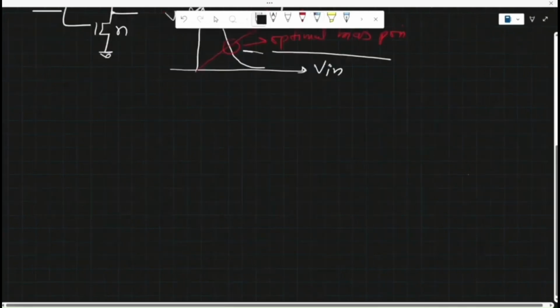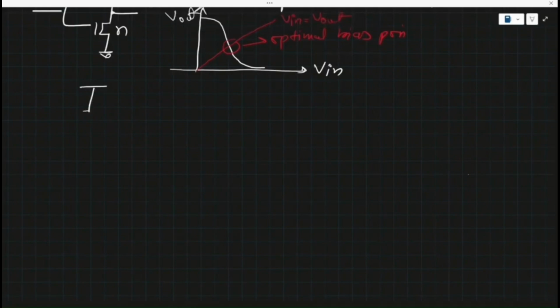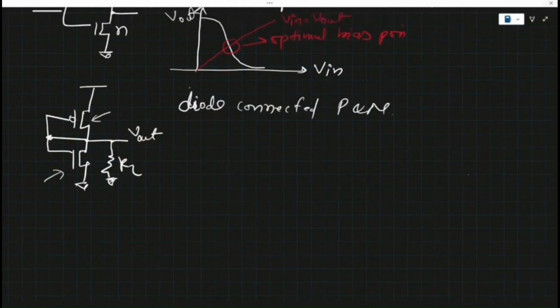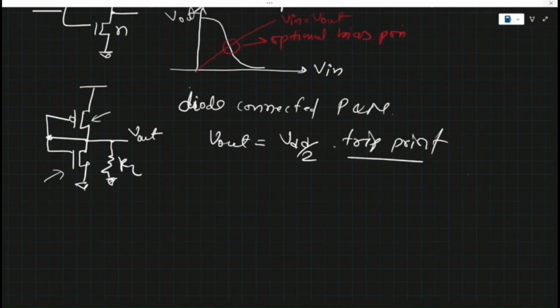So we have understood that if we want the maximum gain from this inverter, we have to bias it such that V out equals V input. How can we do that? We can understand it this way: both the P-type device as well as the N-type device are connected in a diode connected manner, right? What will happen if I assume that both have the same strength? Then this V out will settle at VDD by 2. That will be its trip point.